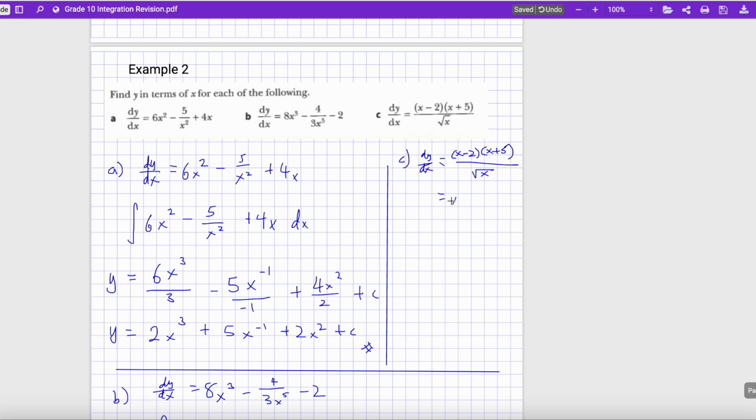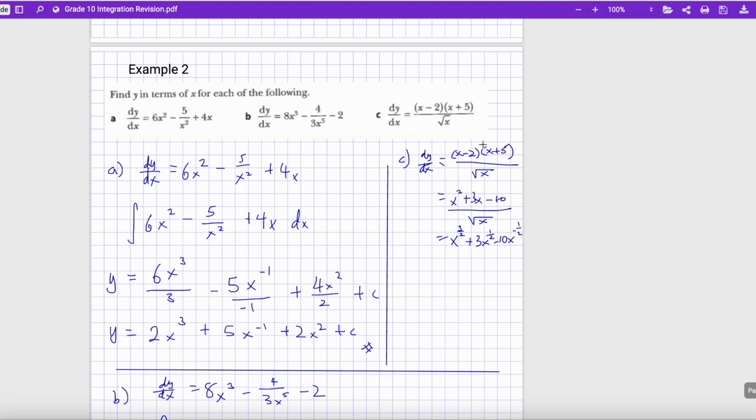So I have something like x squared plus 3x minus 10 over root of x. And I'll further simplify that. So that is x to the power of 3 over 2 plus 3x to the power of half minus 10x to the power minus half.